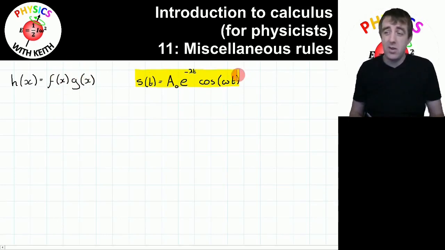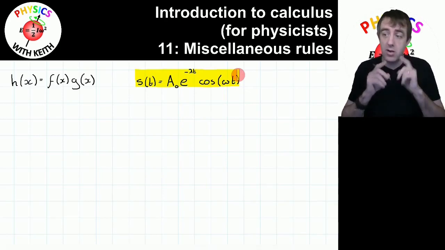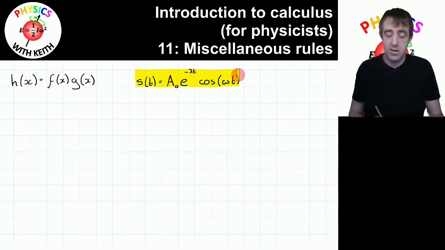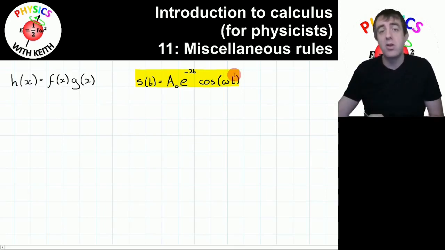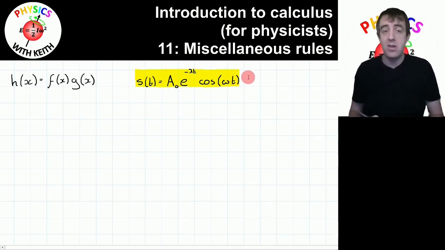Now, why might we want to differentiate this? Well, remember that the first derivative of displacement is velocity. So perhaps we want to know what the velocity is of a particle undergoing this sort of oscillating motion at a time t. We're going to have to differentiate this function.